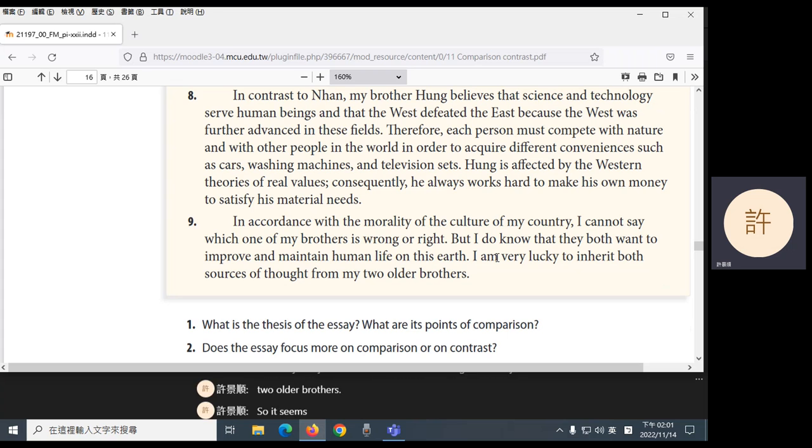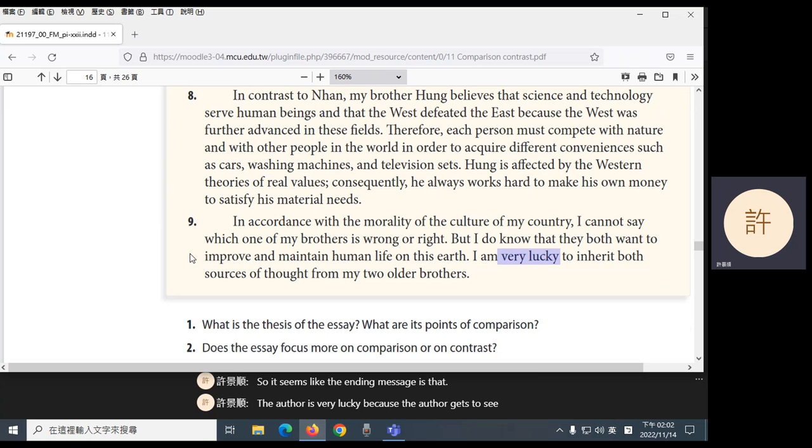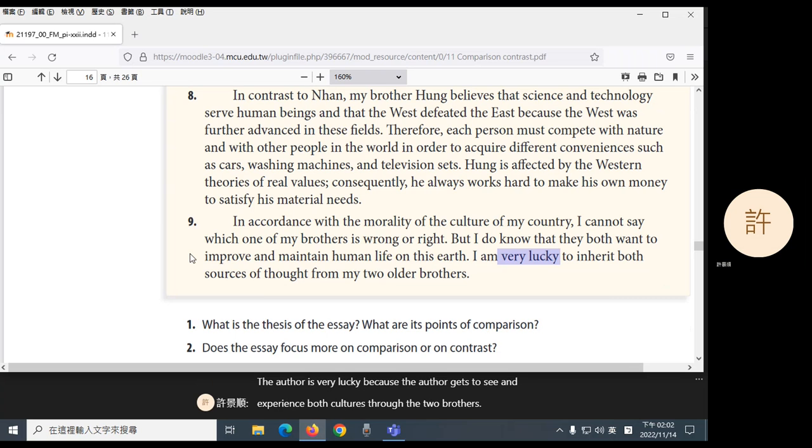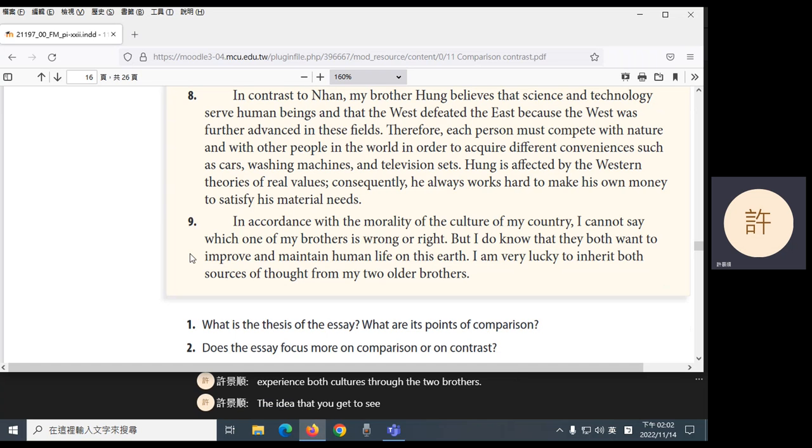So it seems like the ending message is that the author is very lucky because the author gets to see and experience both cultures through the two brothers. The idea that you get to see both at the same time is a kind of good fortune. But I do think that this ending sentence, in accordance with the morality of my culture, puts him on the side of Nan and Eastern culture. Because even here, the author is following their own culture instead of the Western culture.